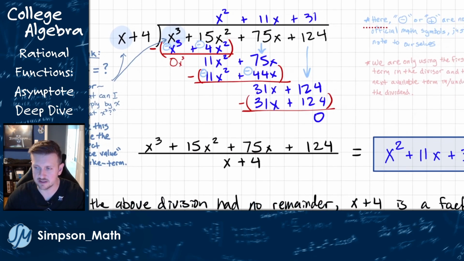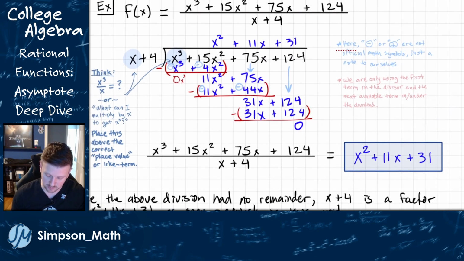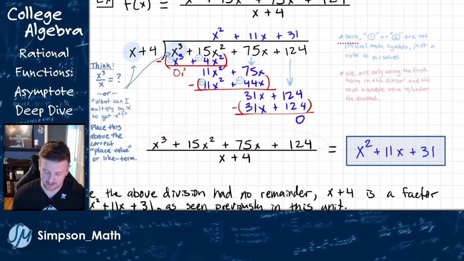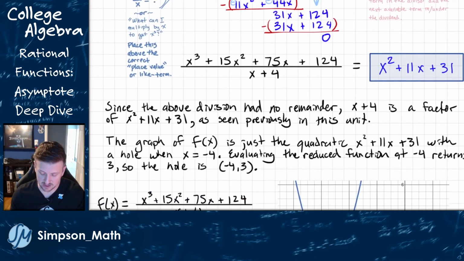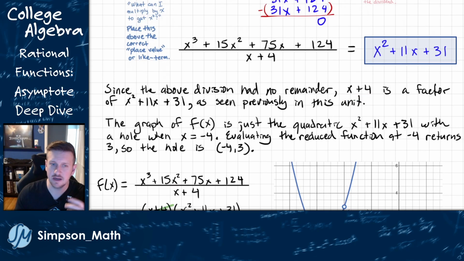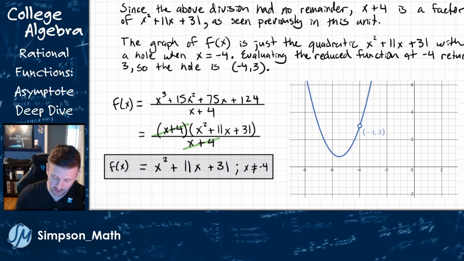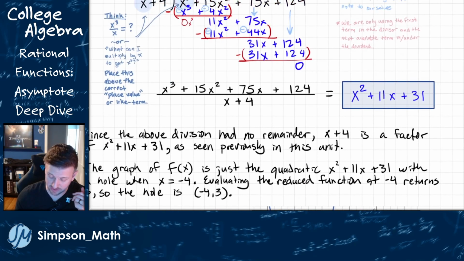All right, so now let's process our solution. If I forced this cubic to be divided by this linear term, I would end up with x squared plus 11x plus 31. Since we didn't have a remainder, it divides out evenly. It's kind of like x plus 4 is a factor. If you think back to the possible rational root theorem and all that work we did there, that's very similar. So we know that x plus 4 is a factor because it had a remainder of 0.